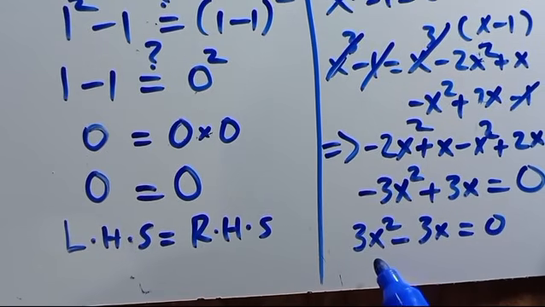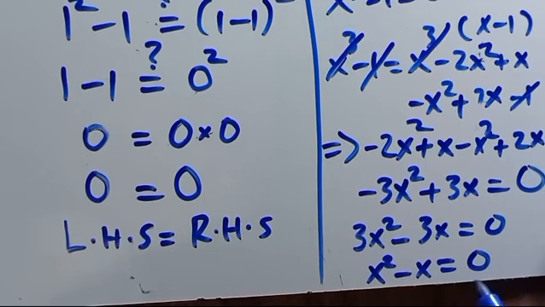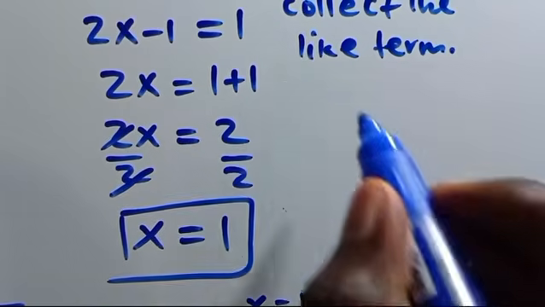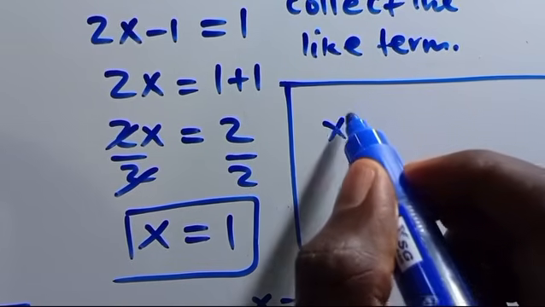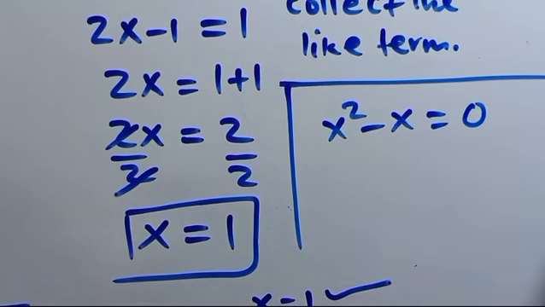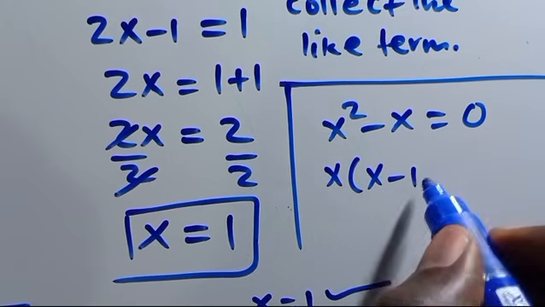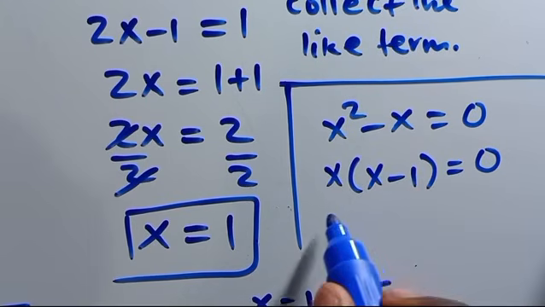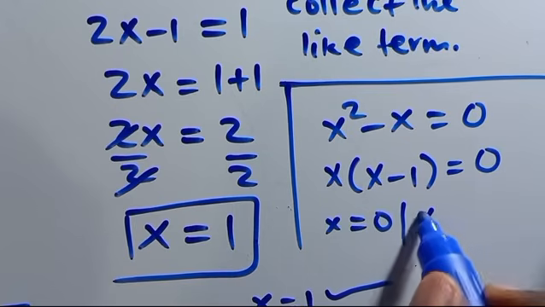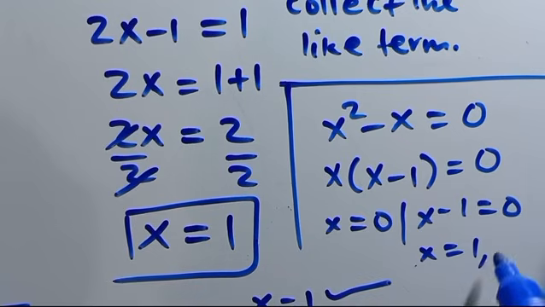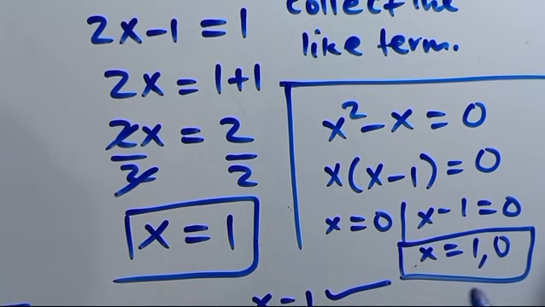When you factor it out, we can have x squared minus x equals 0. So when we factor x from here, we have x times (x minus 1) equals 0. From here we have x equals 0, or x minus 1 equals 0. So we have x equals 1, and we also have 0, so x equals 0 and 1. So that is how to solve this.